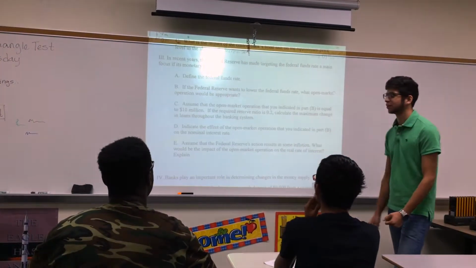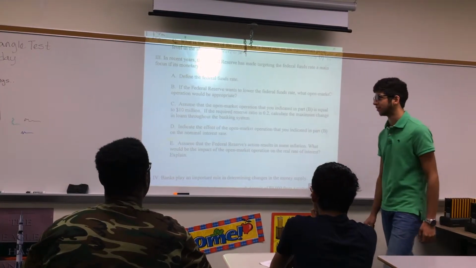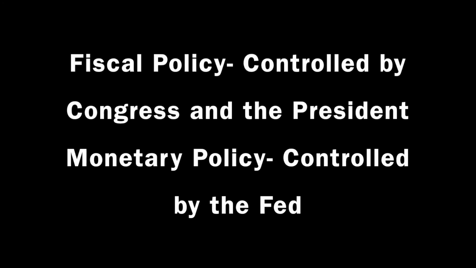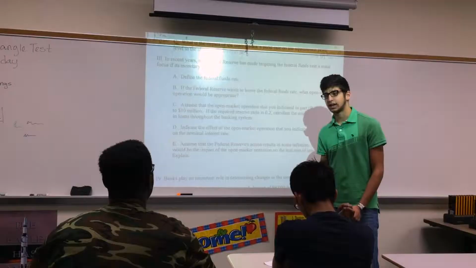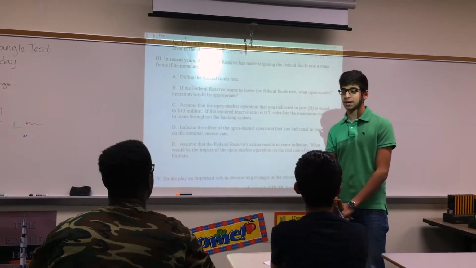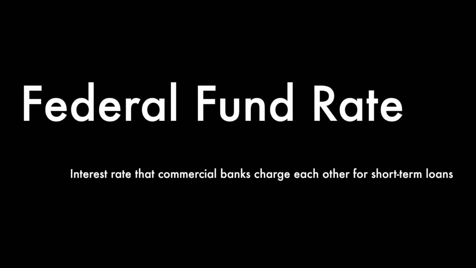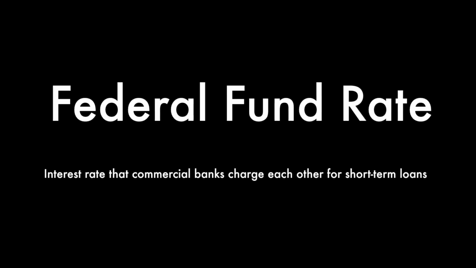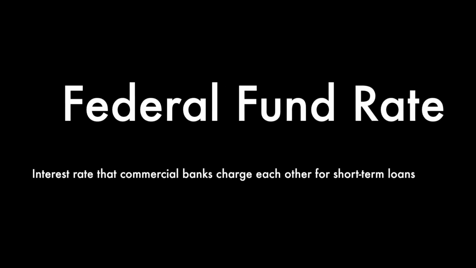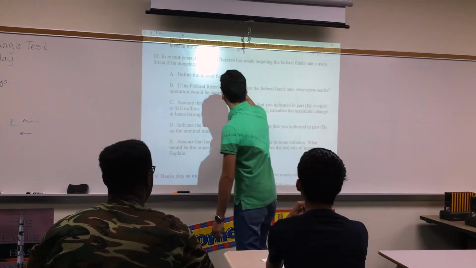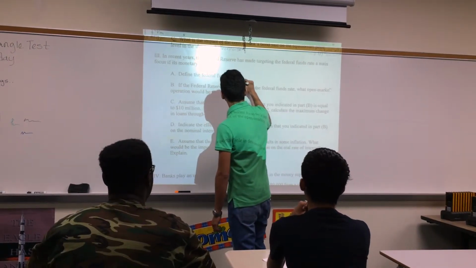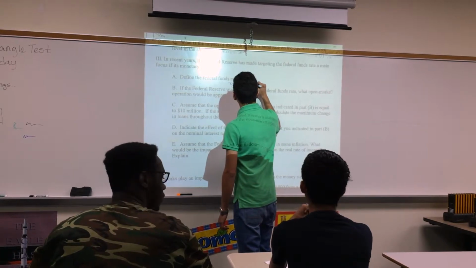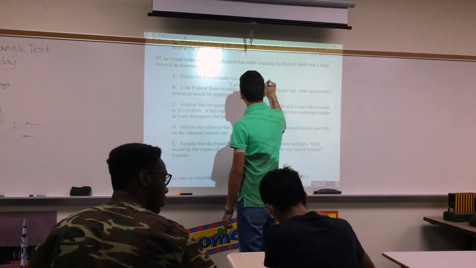Okay, so number 3 is talking about the monetary policy of the Fed. Part A asks you what the federal funds rate is. The federal funds rate is how much banks charge each other for overnight loans. That's not to be confused with the discount rate. It's in fact the federal funds rate, which again is how much banks charge each other. So banks to each other. Did you write this down?